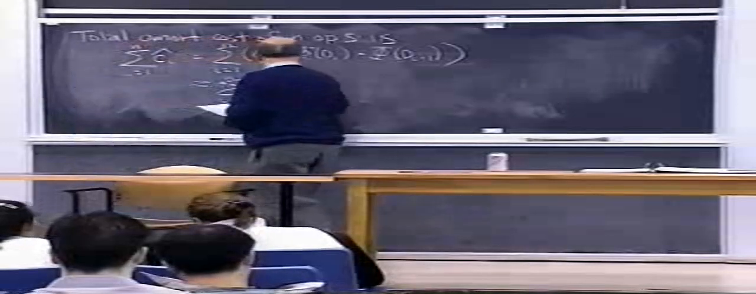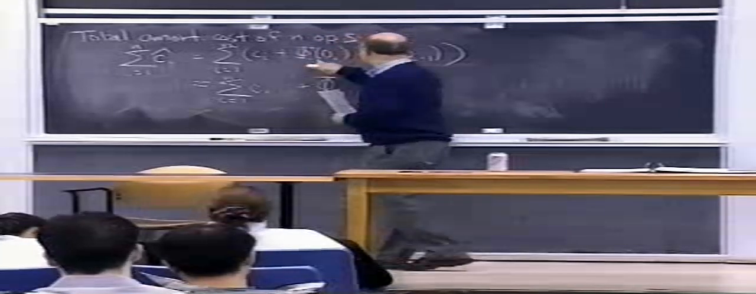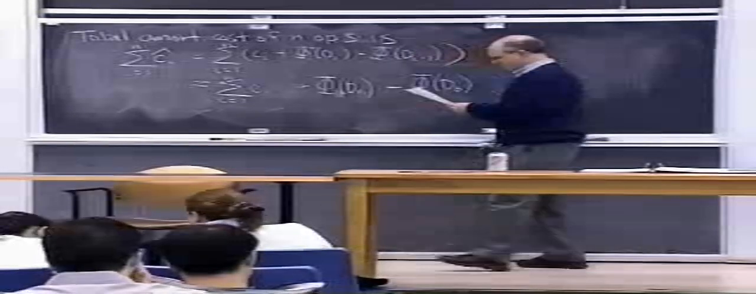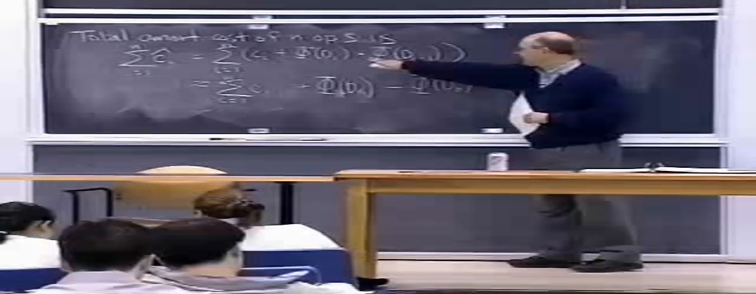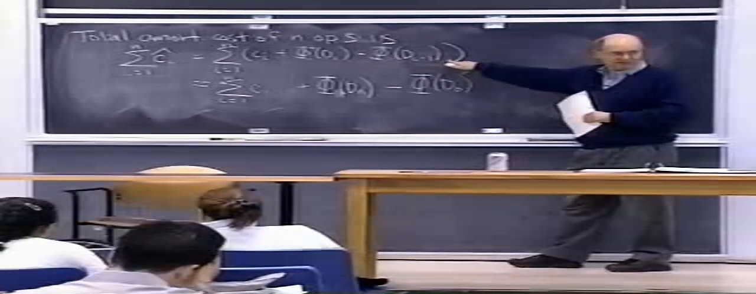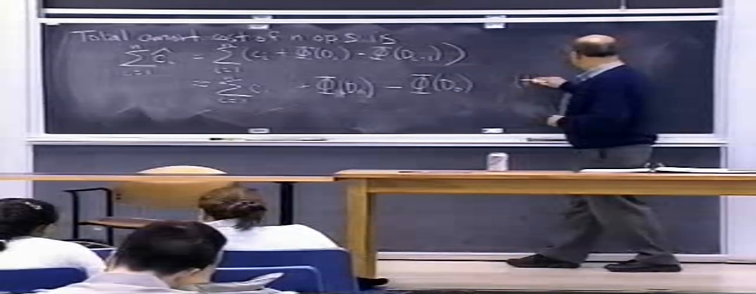Phi of Dn is added in but never subtracted out. Whoops, phi of Dn. Okay? And phi of D0 is subtracted out but never added in as I make the sum range through these values. Okay, so telescoping. So this is telescoping.